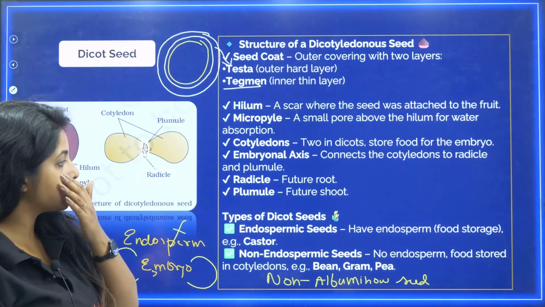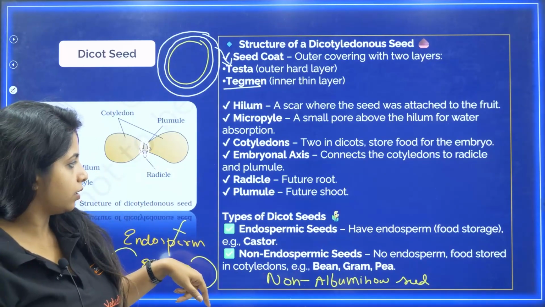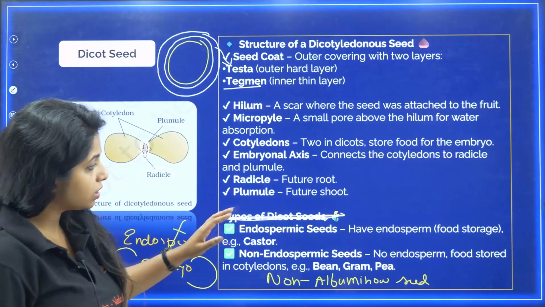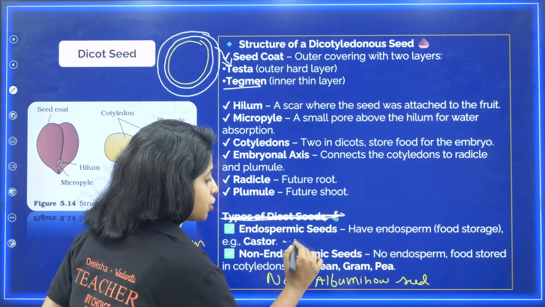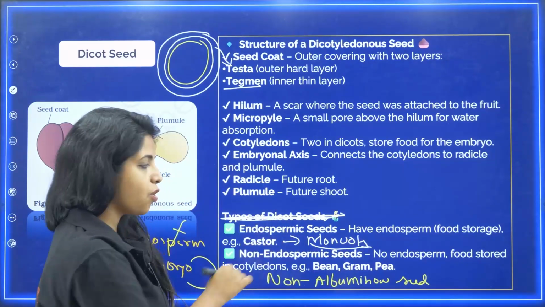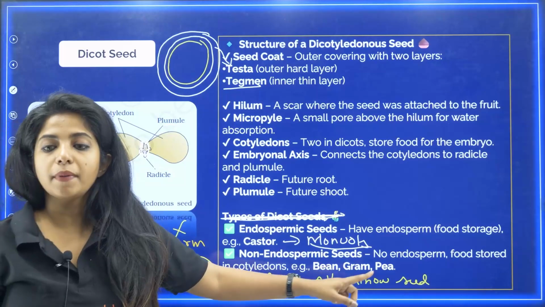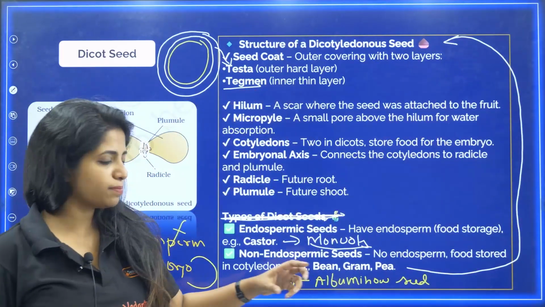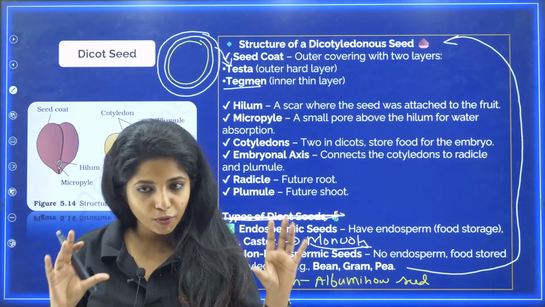Now, types of seeds. Oh, just a second, it's not types of dicot seeds, wrong. There are two types of seeds. One is endospermic seeds, which have endosperm that helps in food storage. You find this in monocots. And there are non-endospermic seeds, that is, no endosperm, with food stored in the cotyledons, for example bean, gram and pea. These are examples of dicots, because bean, gram and pea, everything you can break into two. That means they have two cotyledons. I hope you get it.